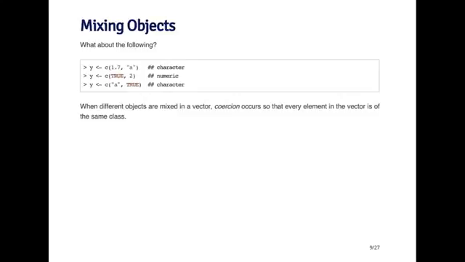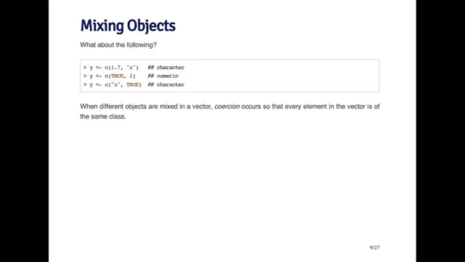So here in this first example, I'm concatenating the number 1.7 and the letter a. Clearly these are not of the same class. One is numeric and the other is character. So the least common denominator here is going to be character. And so y is going to be a character vector where the first element is the string 1.7 and the second element is the letter a.